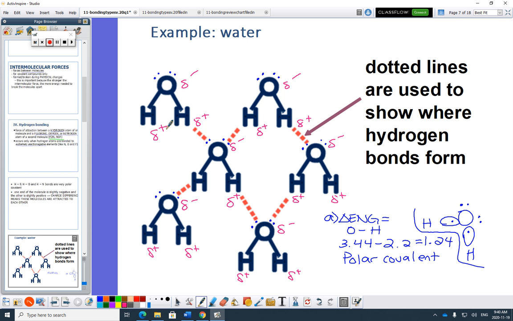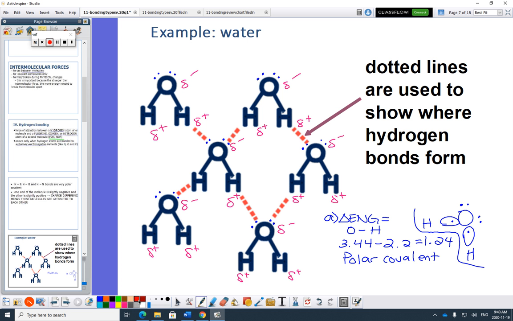So this picture is as simple as possible. Obviously you could draw even more water molecules and get this whole network, but we're just trying to keep it simple here. You could put it any way, as long as I can tell you're saying oxygen slightly negative, hydrogen slightly positive, that's fine. You could write it up here.